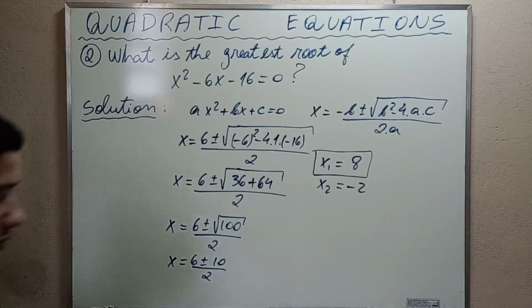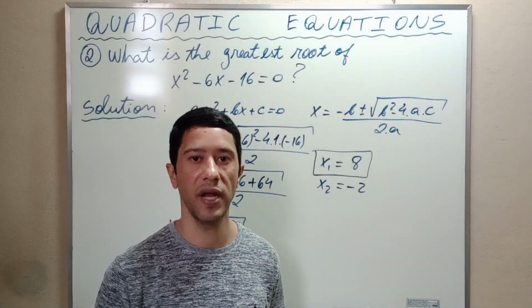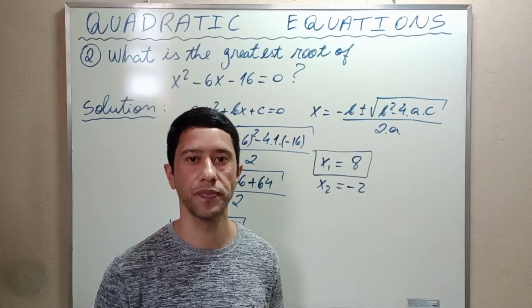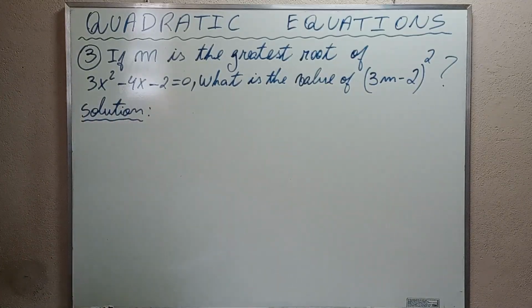Okay, my friends, this is all for exercise number 2. Let's go to exercise number 3. Exercise number 3 now, my friends. If m is the greatest root of 3x squared minus 4x minus 2 equal to 0, what is the value of 3m minus 2 squared? Okay, my friends, this is the exercise. Let's go to the solution.